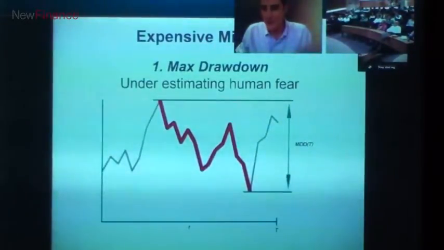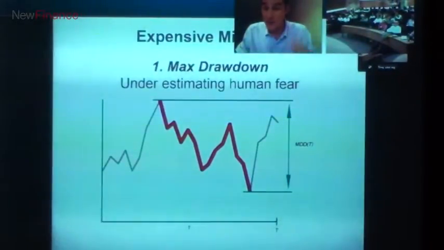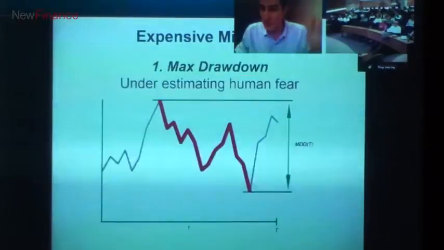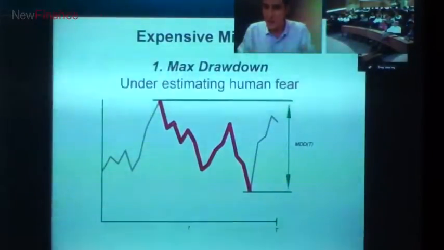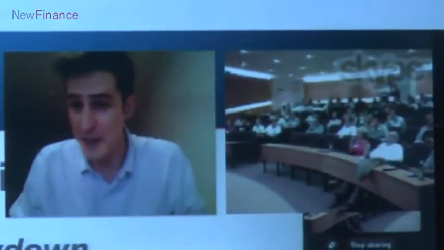And so one of the first and most painful lessons was designing algorithms with a very low drawdown, because as a human, it looks great on paper, but when you actually start to trade it, you're the biggest barrier.